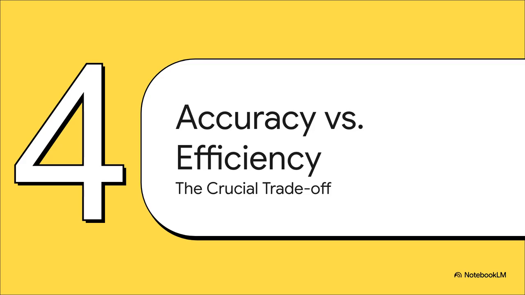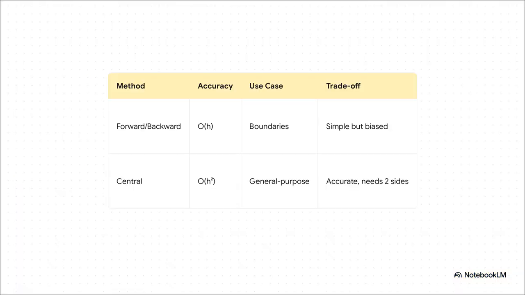This brings us to a really crucial balancing act that you see in pretty much all of numerical computing. The classic trade-off between how accurate you want your answer to be and what it costs to get it. So let's put these methods head to head. Okay, so the crucial point is hiding right here. Look at that accuracy order column. You see those O(h) and O(h²) things?